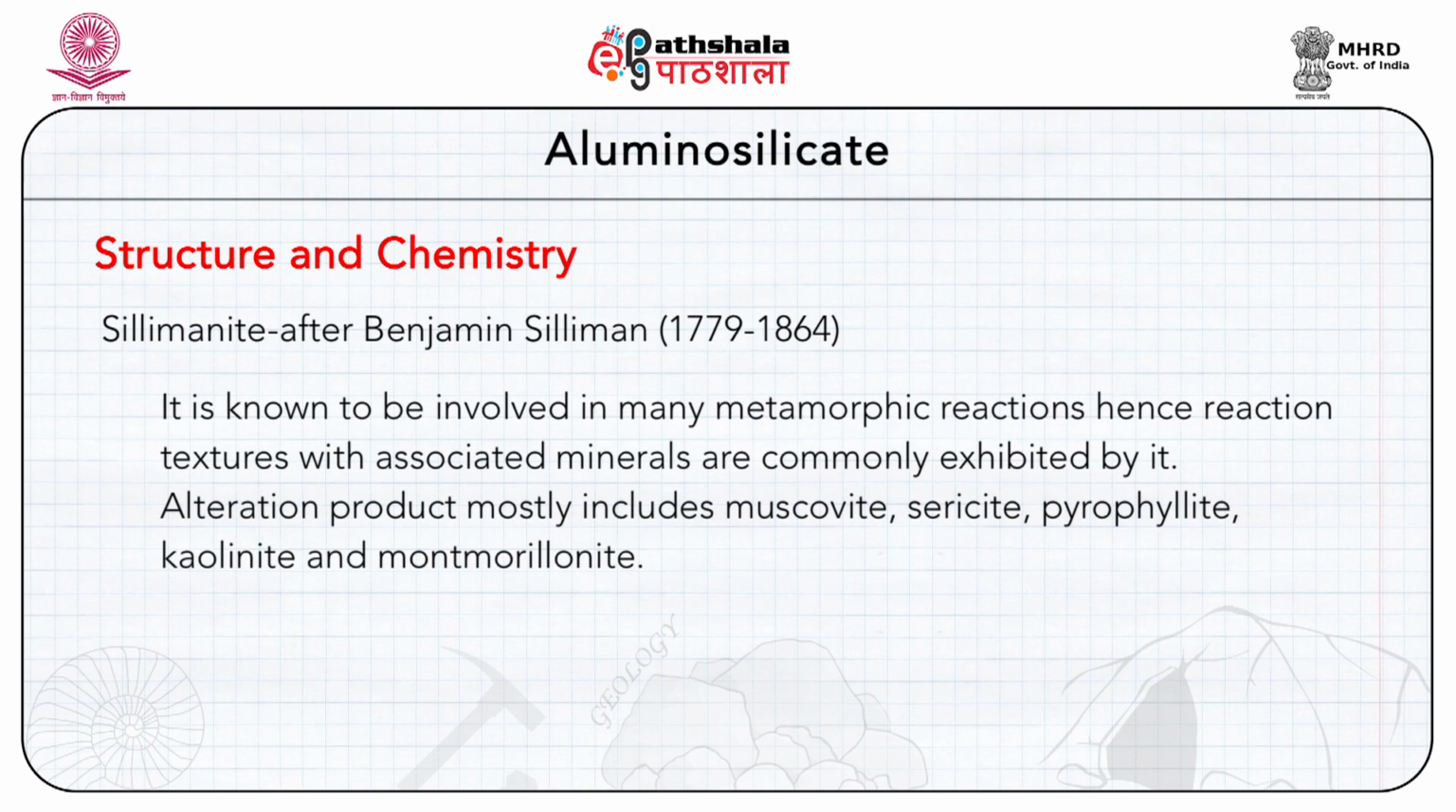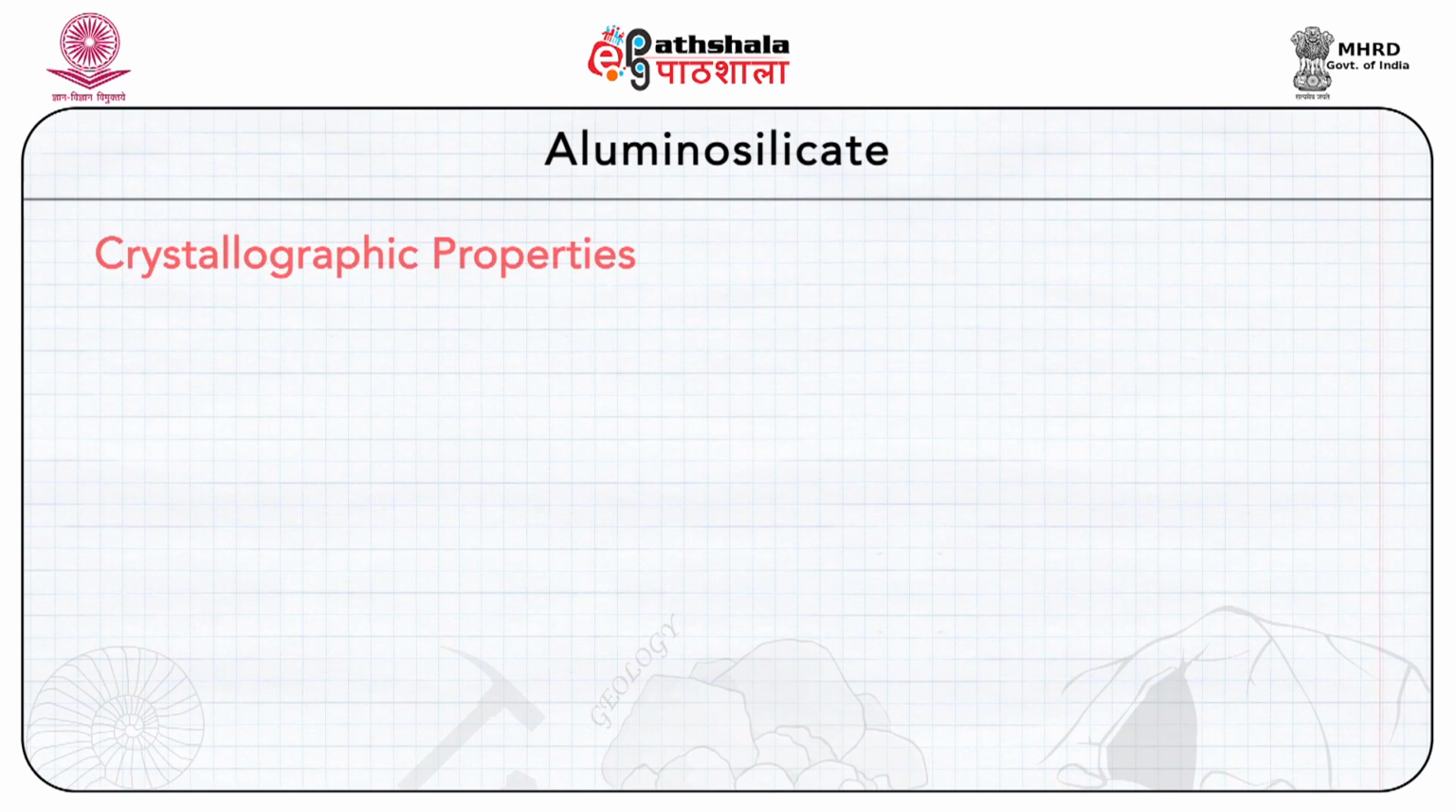It is known to be involved in many metamorphic reactions, hence reaction textures with associated minerals are commonly exhibited by it. Alteration products mostly include muscovite, sericite, pyrophyllite, kaolinite and montmorillonite. Now, we will discuss the crystallographic properties and physical properties, and how kyanite looks in hand specimen.